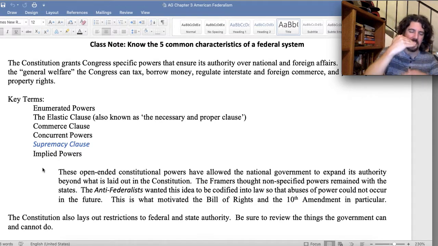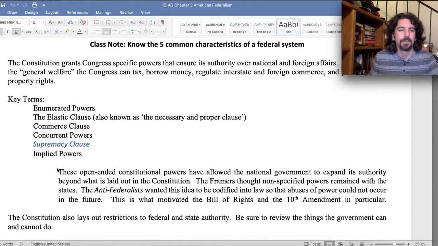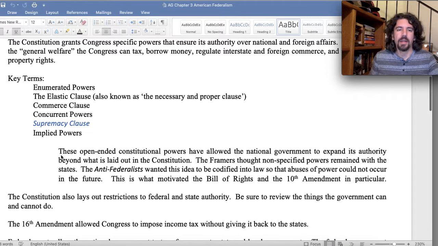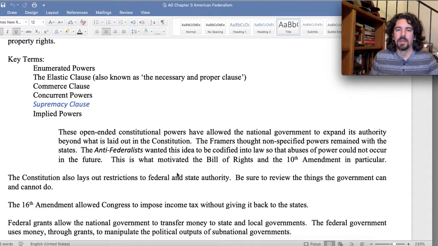But if you have it in this kind of succinct fashion, you'll do much better on your exam. These open-ended constitutional powers, referring to implied powers, have allowed the national government to expand its authority beyond what is laid out in the Constitution. The framers thought non-specified powers remain with the states, and the Anti-Federalists wanted the idea to be codified into law so that abuse of power could not occur in the future.